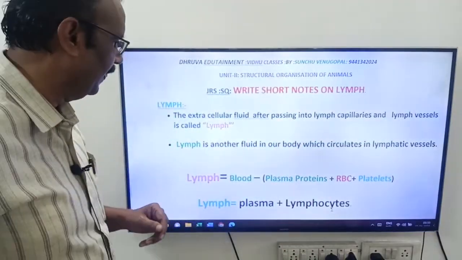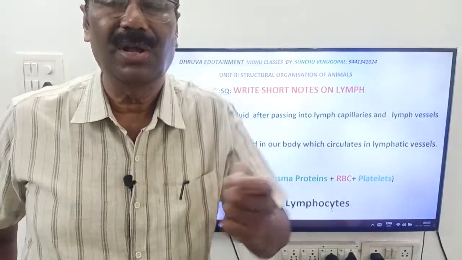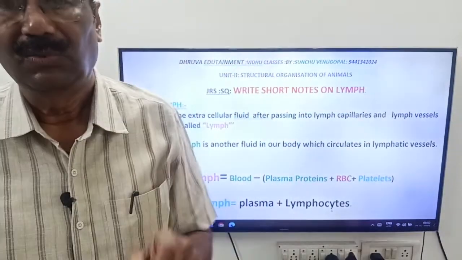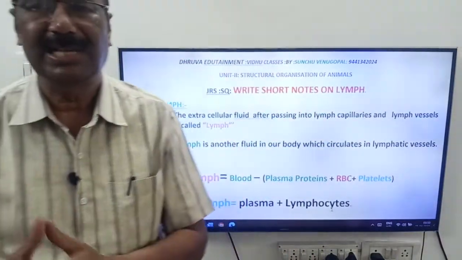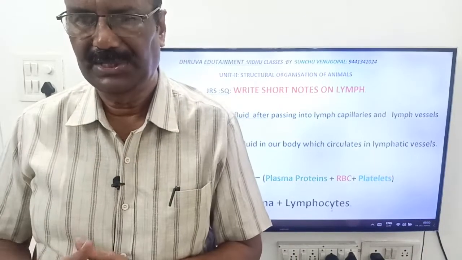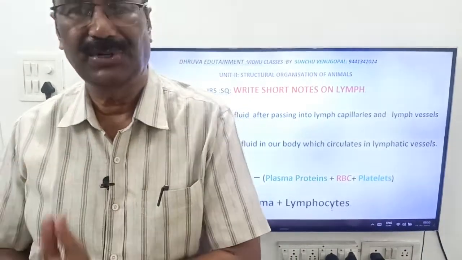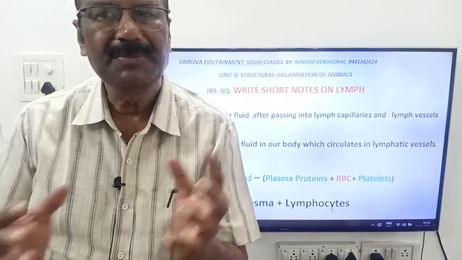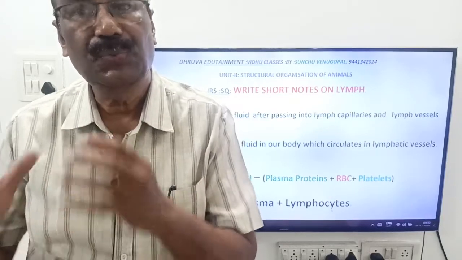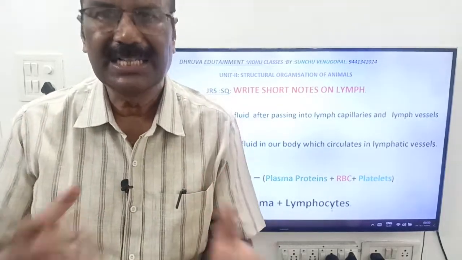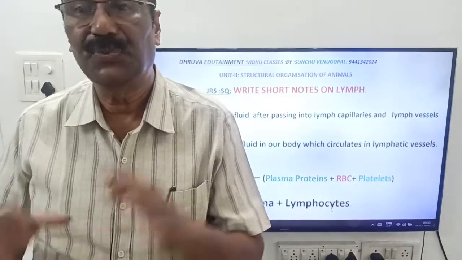What is lymph? Lymph is the extracellular fluid. Friends, what is extracellular fluid? The fluid which is present outside the cells is called extracellular fluid. Extracellular fluid is also called intercellular fluid because it is present in between two cells. It is also called tissue fluid because it is present in the tissues. It is also called interstitial fluid. Friends, these four are synonyms.